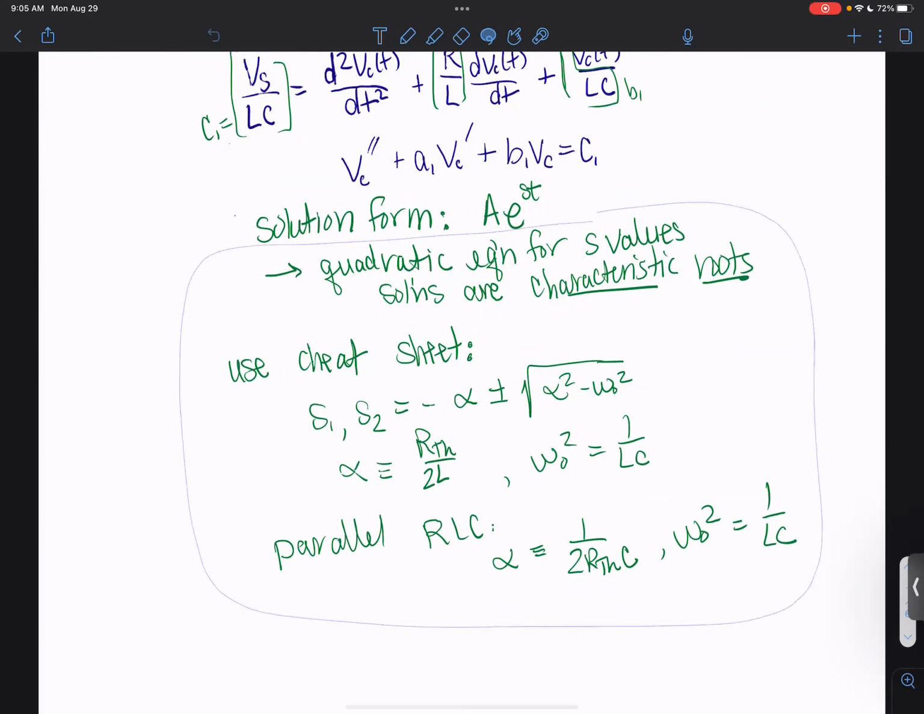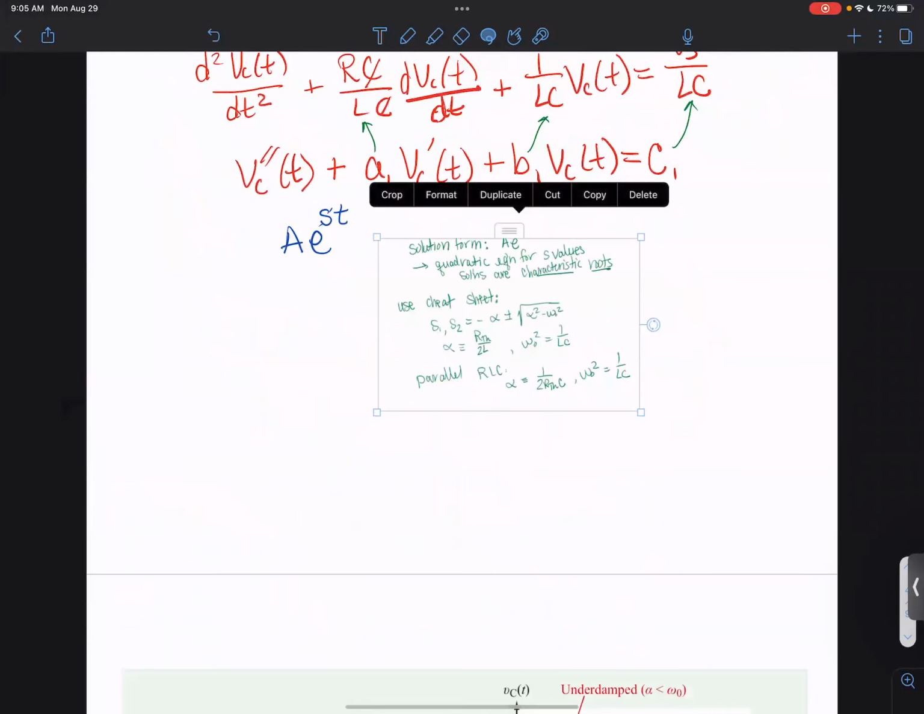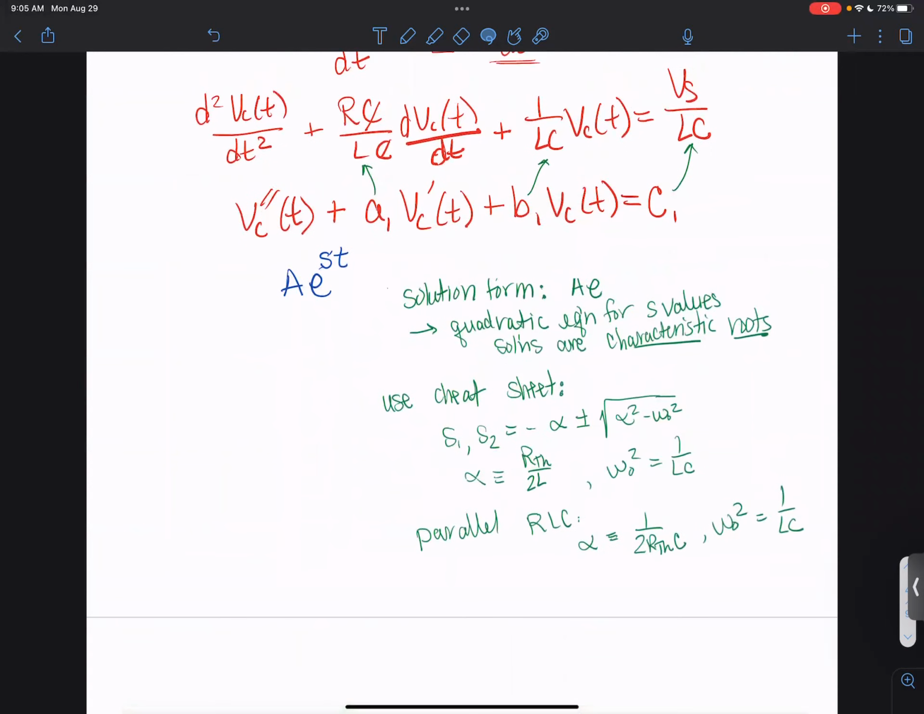Let's copy this. It becomes a quadratic equation with the s values in there, because if you differentiate e raised to the st, remember the s comes down. And so for a second order, you're going to have s squared in there. And then for the first derivative, you're going to have an s. So it becomes a quadratic equation with s.